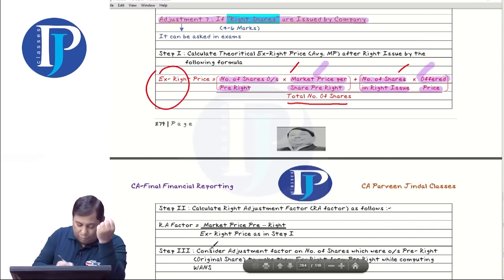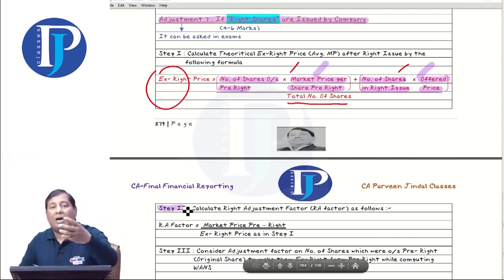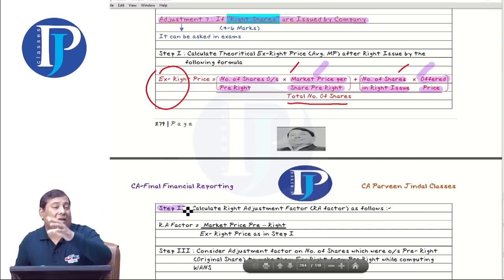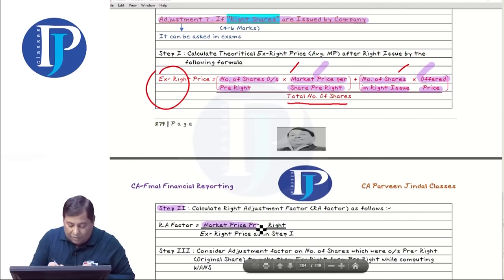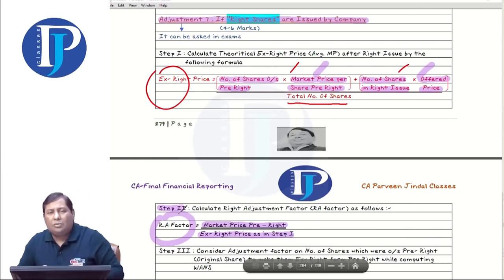Then what will we do? Move to the next step. This is called the RA factor, the right adjustment factor. We want to know the price before the right issue and the price after the right issue, and what the variation is between the two. Pre-right market price over market price after right, we will get the RA factor. I am calculating this to adjust the number of shares.